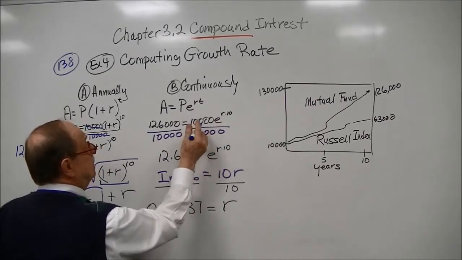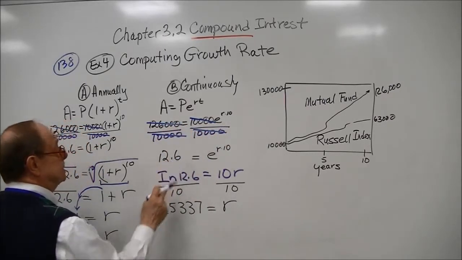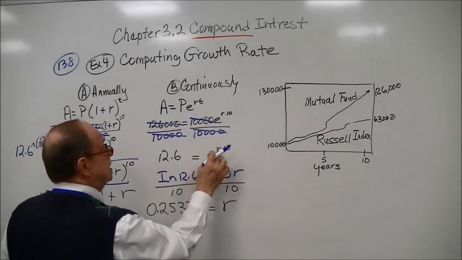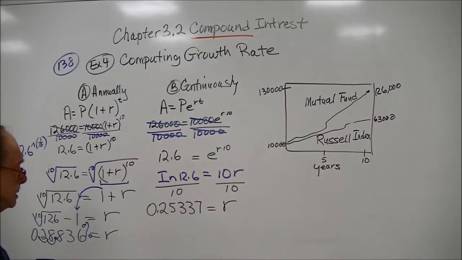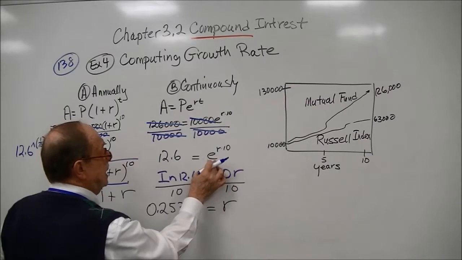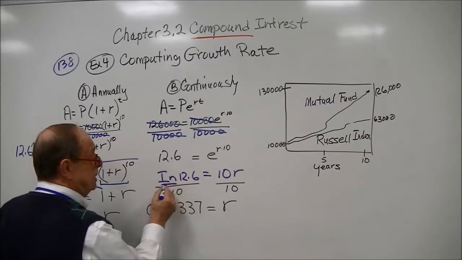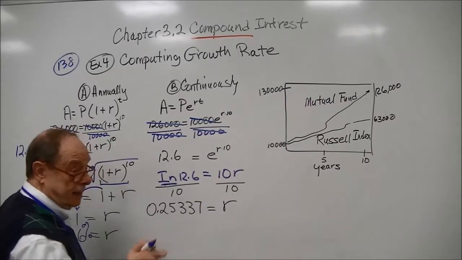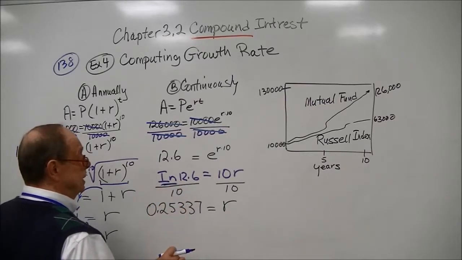E^R10. So I'm going to divide out the 10,000 on both sides. And I get the same, 12.6 equals E^R to the 10th. Now here we have to do a little calculation where we're going to take the inverse of this, and by taking the inverse of this, that's what this refers to, the inverse of the E gives us this by itself. And again, check with your tutors and instructors to show you how to do that on the calculator.